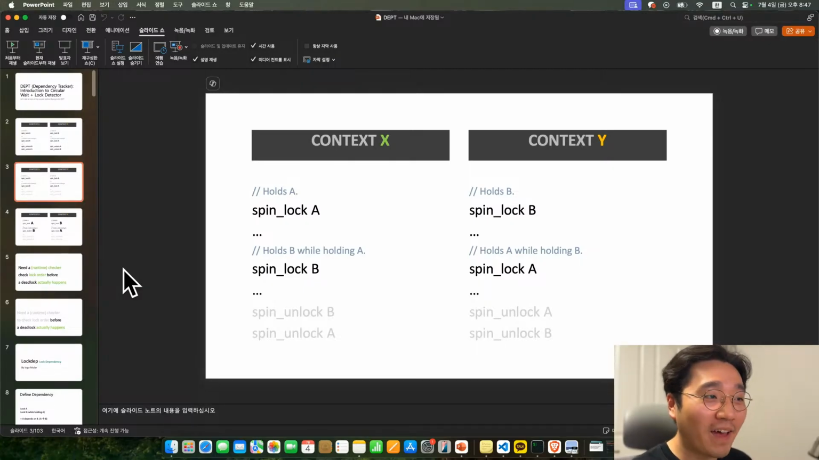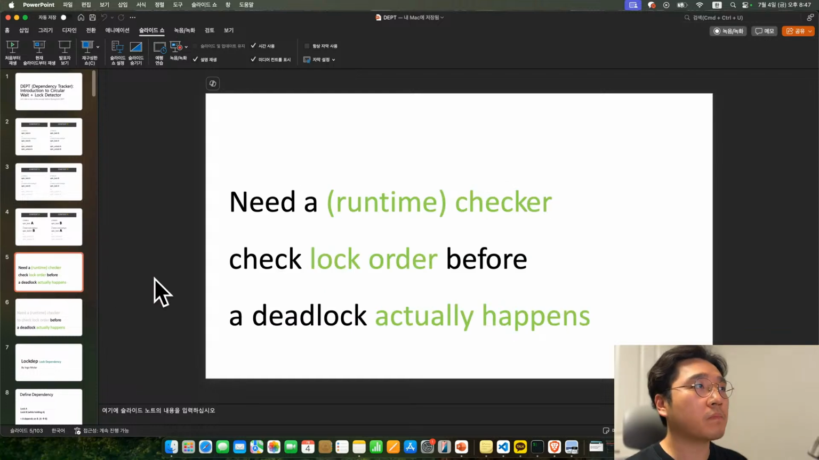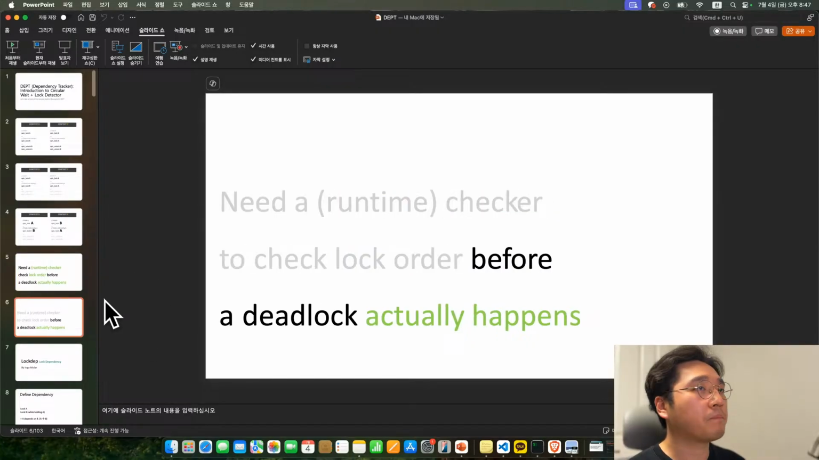There are two people, right? So we call this situation an ABBA deadlock. This occurs during runtime, right? So we need a runtime checker for checking lock order for the deadlock when it actually happens. And this is important to do before a deadlock actually happens, right?